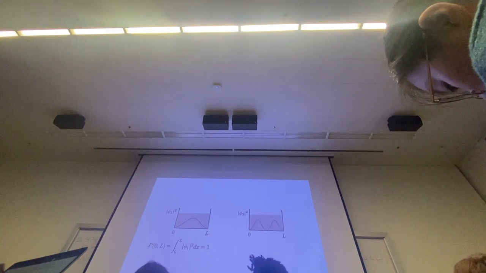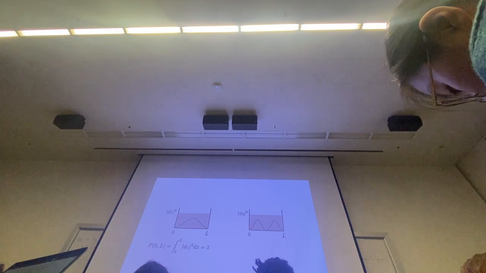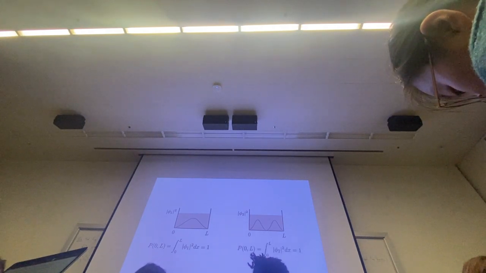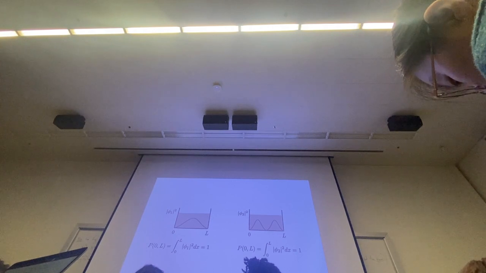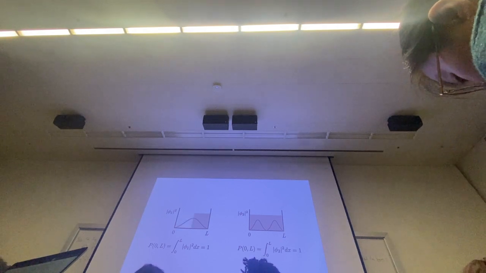Same for the second possibility. If the electron will be fully described by phi2, then it must be in the box somewhere. That means that the integration of the modulus square of phi2 over the entirety of the box also equals 1. Okay, but now I'm going to make things a little bit more interesting.